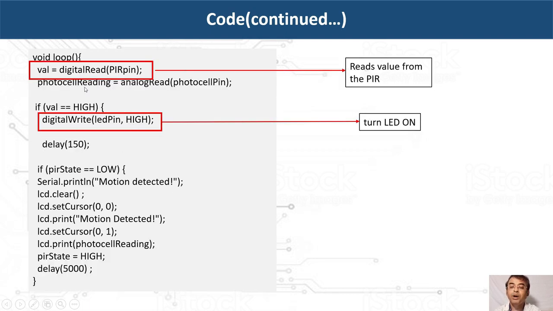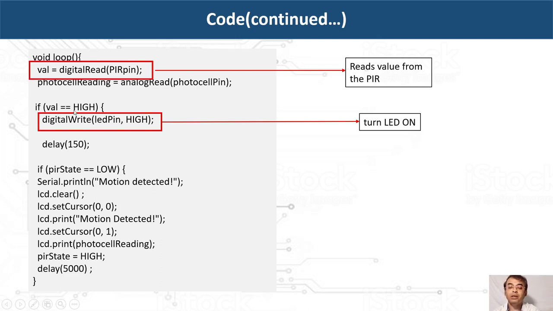Now we have loop function. Here we have digital read. Already I told you PIR pin will give high value or low value depending on motion detected or not detected. So val should be either high or low. This is value from the PIR. Then another function, that is the analog read, that will read the sensor value, let us say, from LDR sensor and store it to photo cell reading variable.